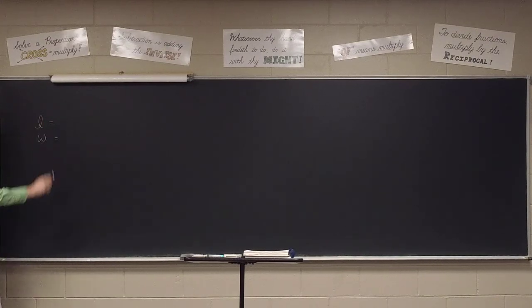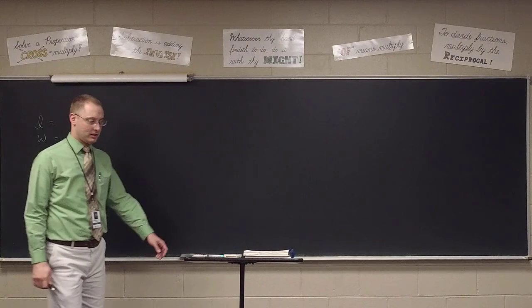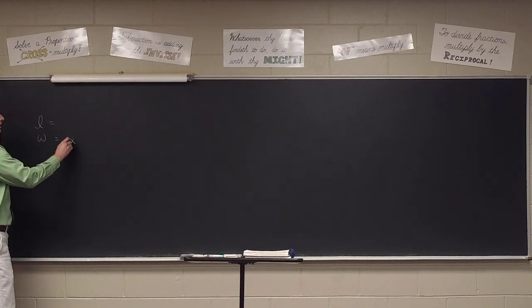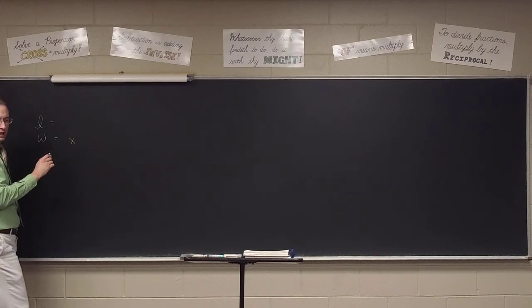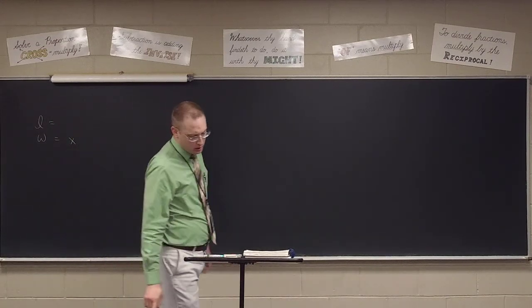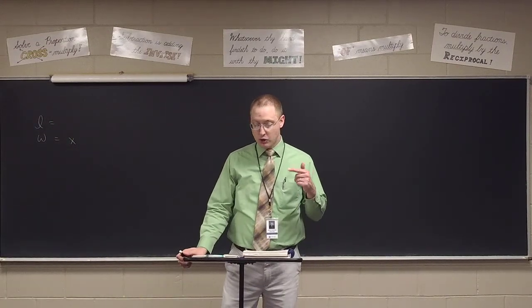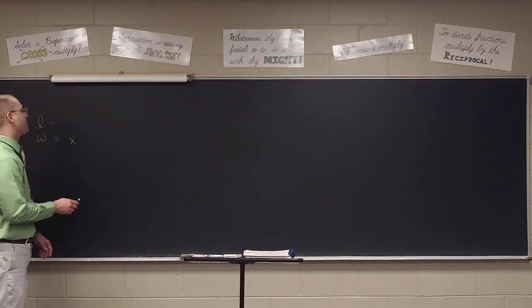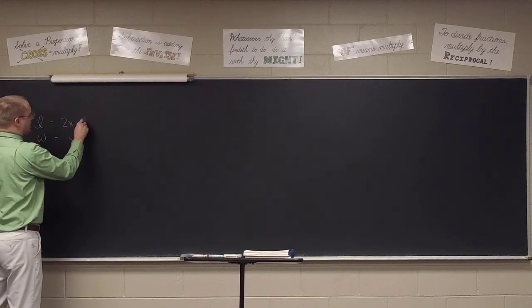Which one did you choose to be x? The width. And you represented the length as 2x minus 2, since it's 2 feet less than twice the width. Now that is going to change some things then, isn't it?